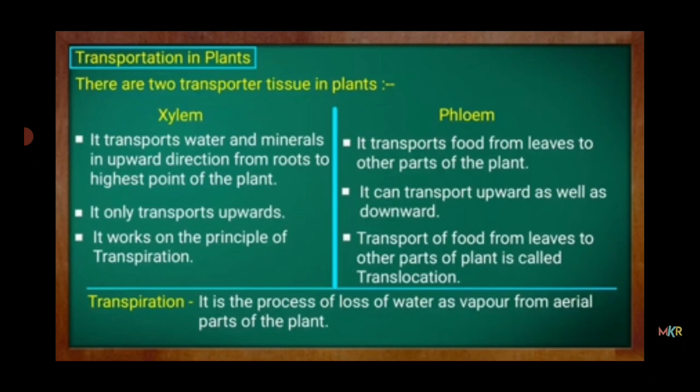Xylem only transports upwards. Phloem transports in upward as well as in downward directions. Xylem works on the principle of transpiration. Phloem works on the principle of translocation. It transports food from leaves to the other parts. Transpiration is a process of loss of water as vapor from aerial parts of the plants.